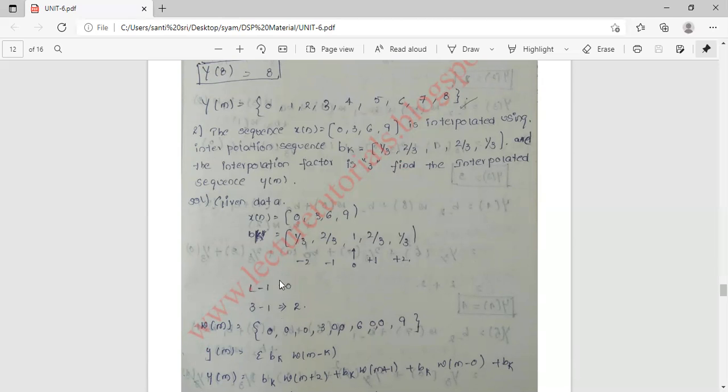Okay, this starts from minus 2. So minus 2, minus 1, 0, 1, 2, 3, 4, 5, 6, 7, 8. Here x of 3 is 3, x of 6 is 6, and 4, 5 are zeros, 7, 8 are again zeros. 1, 2 are zeros, and it will start from minus 2. So 3, 2 is 0, minus 1 and 1 are also zeros.